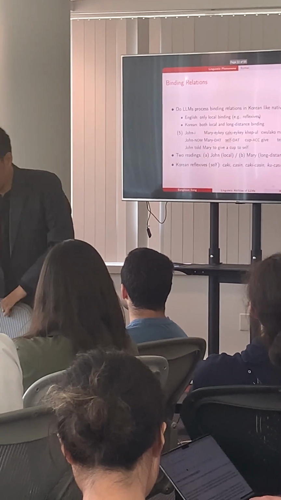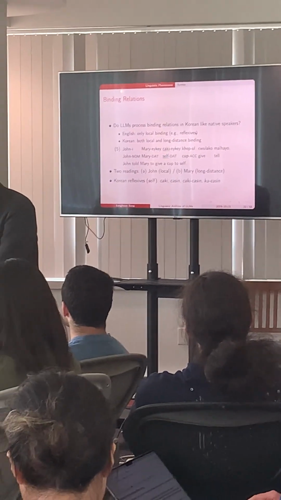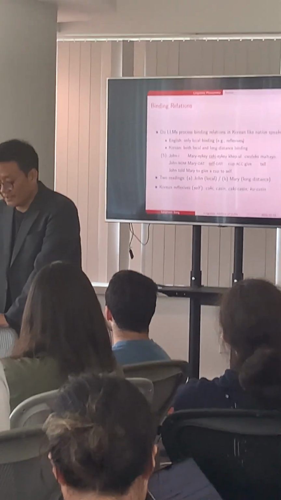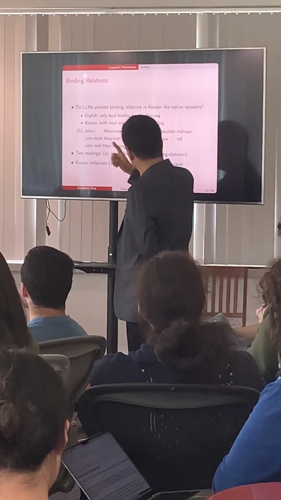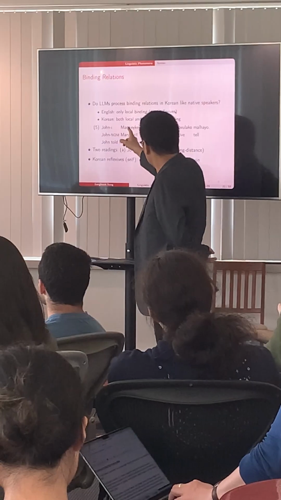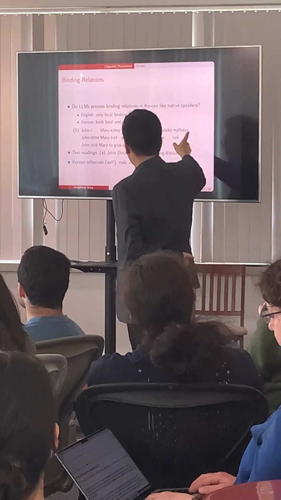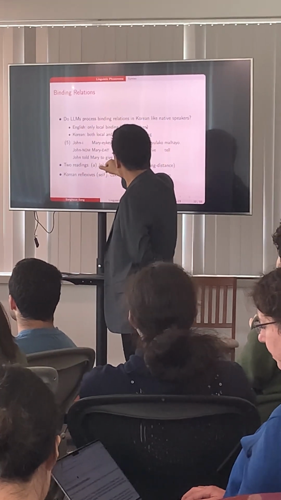Okay, now let's move on to syntax. Probably, as you know, one of the very interesting things is the binding relationship. Let me show you some examples. John이 메리에게 자기에게 컵을 주라고 말해. This sentence means John told Mary to give a cup to self.